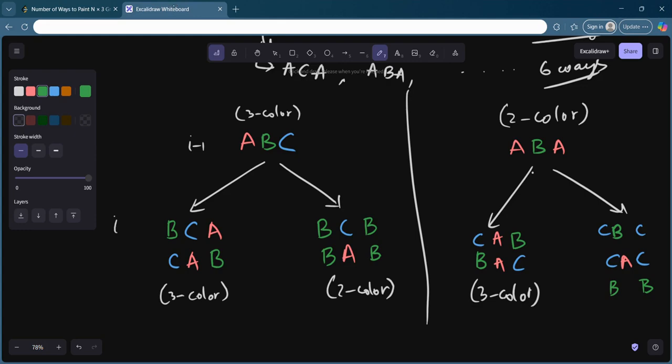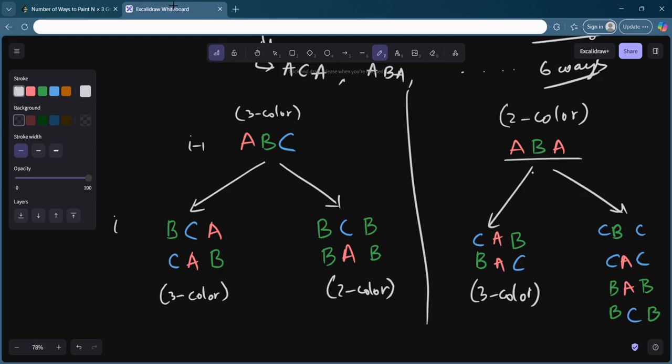Can you place A? If you try to place an A in the middle, you will get something, and if you try to place a C in the middle, then also that is a possible case. I guess I made some mistake over here. Can you point out what is the mistake I'm making? Yes, you are absolutely correct.